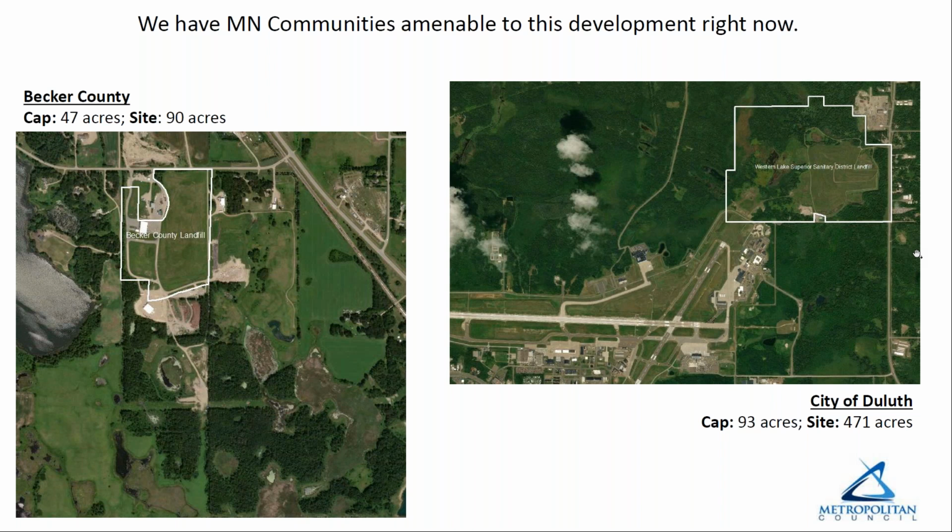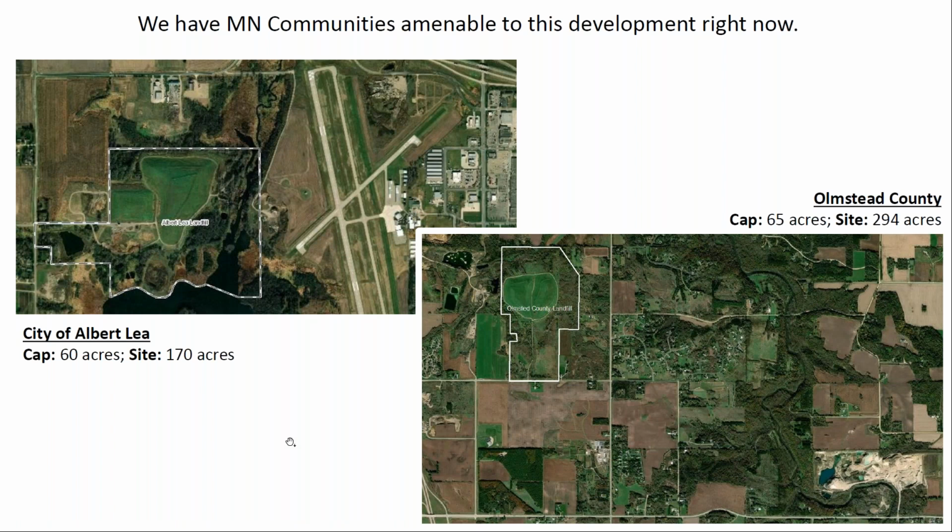As you can see on the page going through this, it gives you a sense of scale and the diversity of scale of these sites between the cap and the site footprint as a whole. This one, we have the city of Albert Lea, which is pretty far south in Minnesota, and then Olmsted County, which is in the southeastern portion of Minnesota.